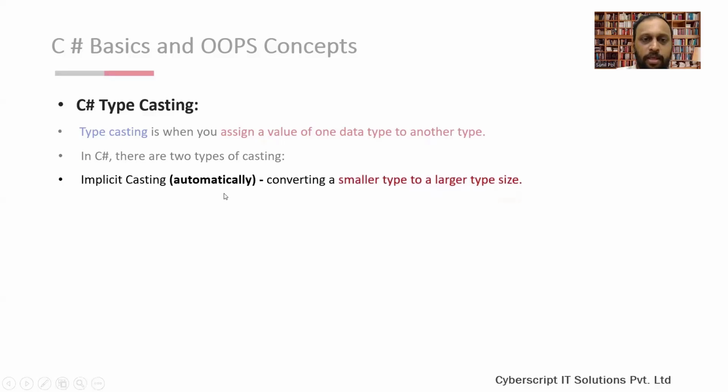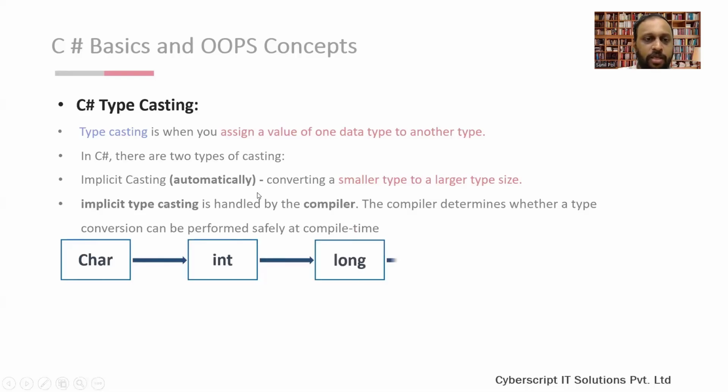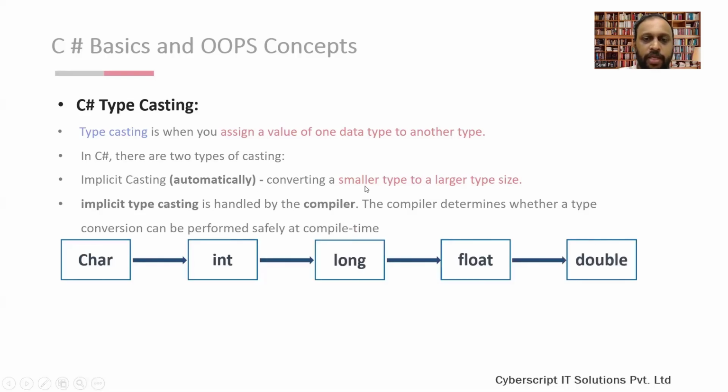Implicit casting is an automatic process which is done by the compiler, converting a smaller type to a larger type size. Implicit typecasting is handled by the compiler. The compiler determines whether a type conversion can be performed safely at compile time only. So as we discussed, in implicit casting, we are converting a smaller type to a larger type size.